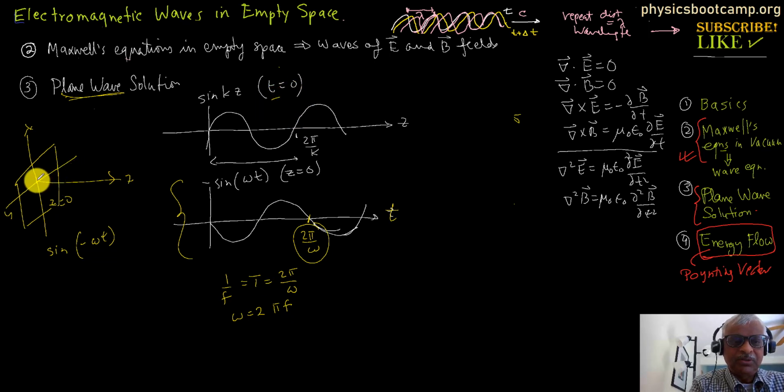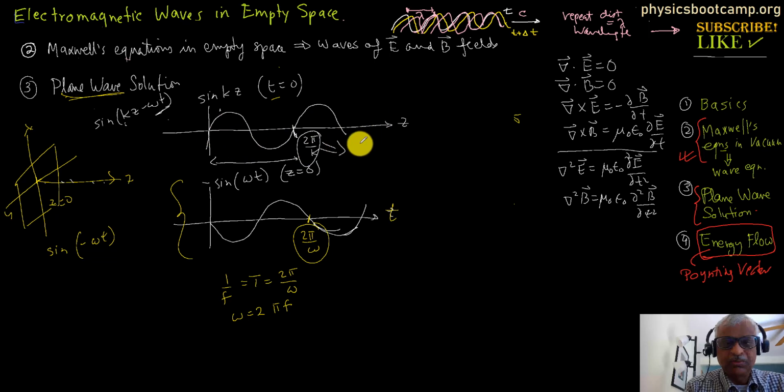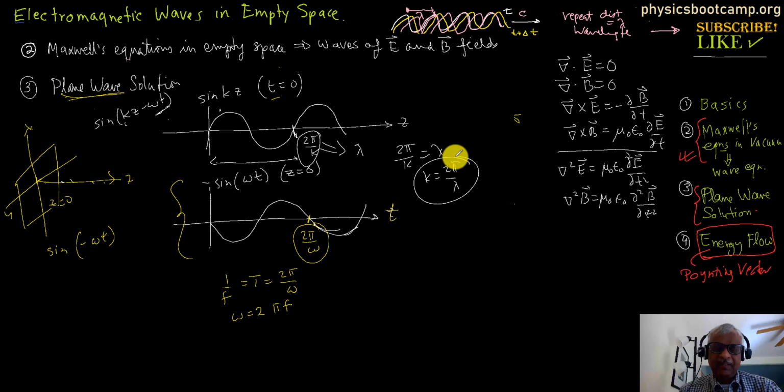Now over here you look at time equal to 0 at all points along z, and we had sine of kz minus omega t. If I put t equal to 0, I get sine kz, and then this is the repeat distance, so this must be equal to the wavelength. So 2 pi over k equals the wavelength, so k has to be 2 pi over lambda. Then there are names for these things. k is called the wave number.